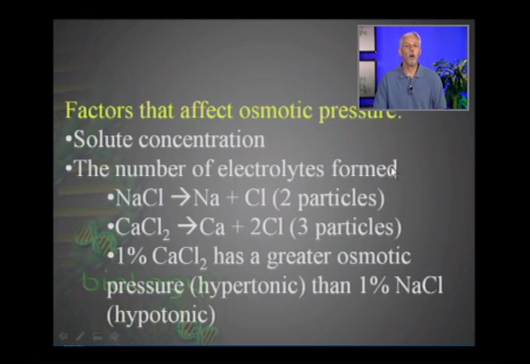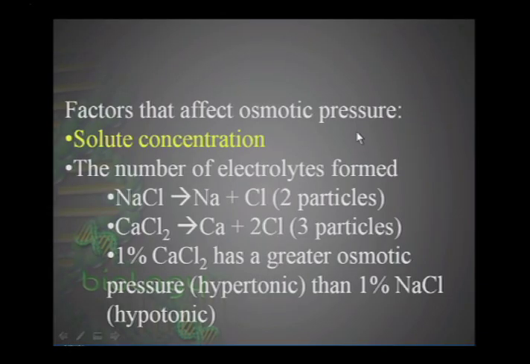Now, osmotic pressure, remember, is the capacity to draw water. Some of the things that can affect osmotic pressure include solute concentration. Generally speaking, whichever solution has a greater solute concentration draws more water towards it. However, the number of electrolytes formed in a solution can affect that. For example, if we look at sodium chloride, when it dissociates, you get a single sodium and a single chlorine, only two particles. If you take calcium chloride, calcium separates into one calcium and two chlorines, 3 particles.